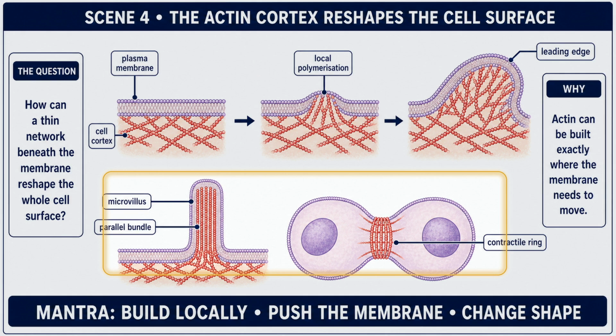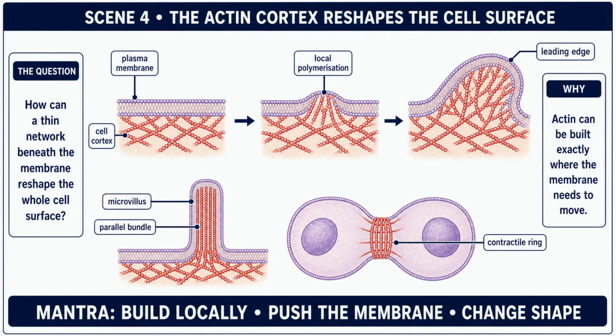The same protein can be organized differently elsewhere. Parallel actin bundles support a microvillus, while an equatorial actin ring appears during cell division. The principle is simple. Build actin where the membrane must move, and local assembly becomes a local change in shape.